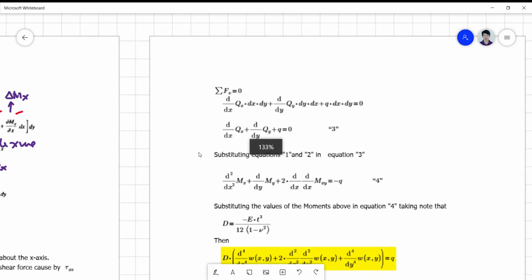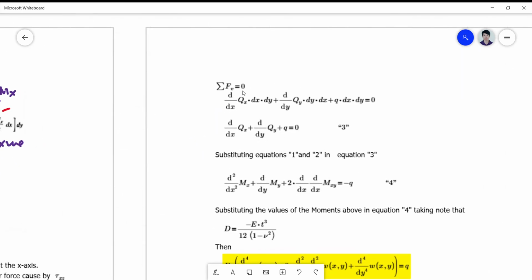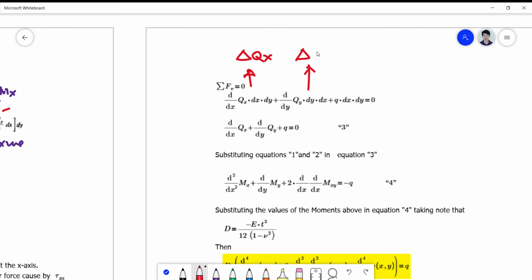to be combined, in such a way that if we take the summation of vertical forces equals 0, we simply add all the shear. So this is your delta Qx, delta Qy, and the load. So simply this is the change in Qx. This is the delta Qy, and this is the load.